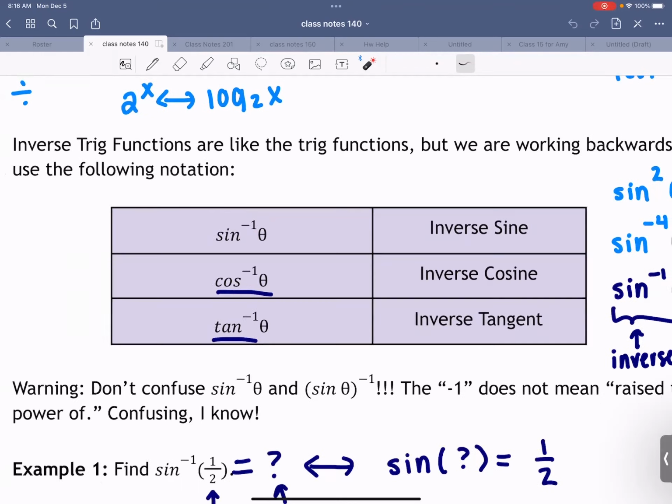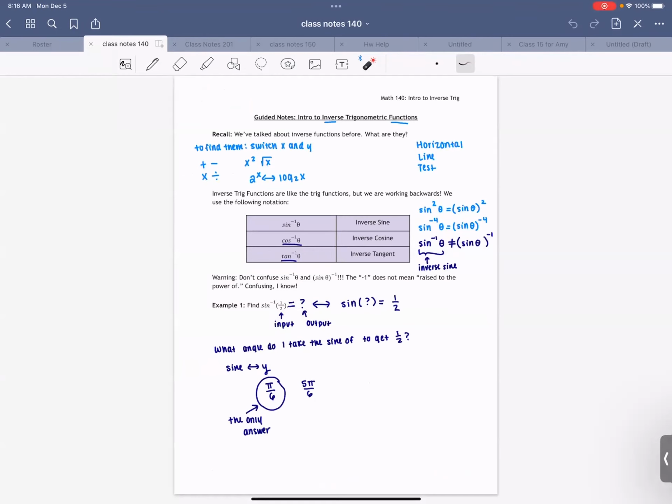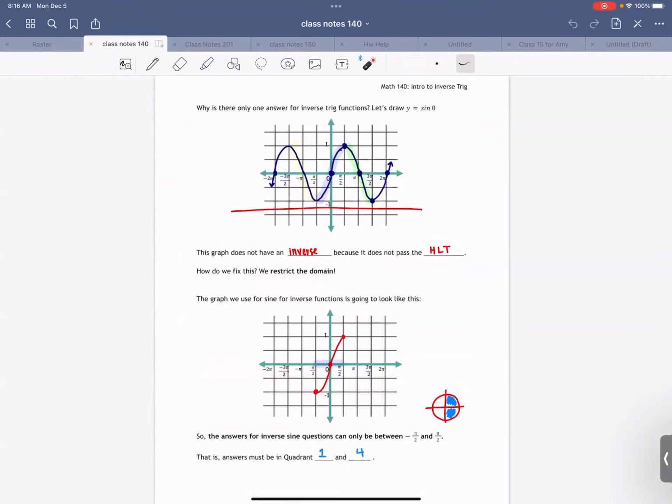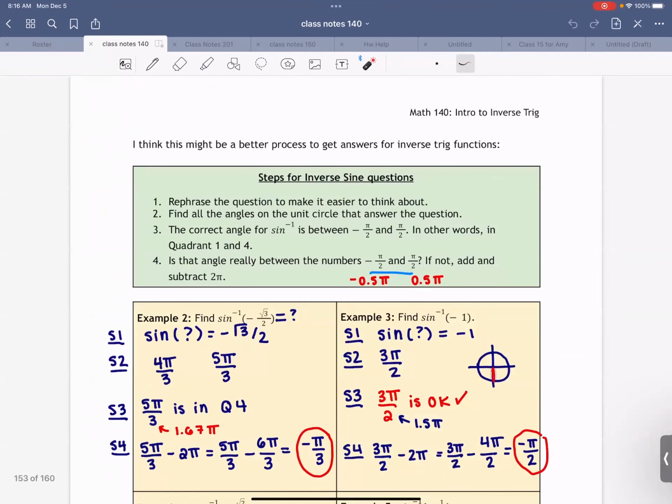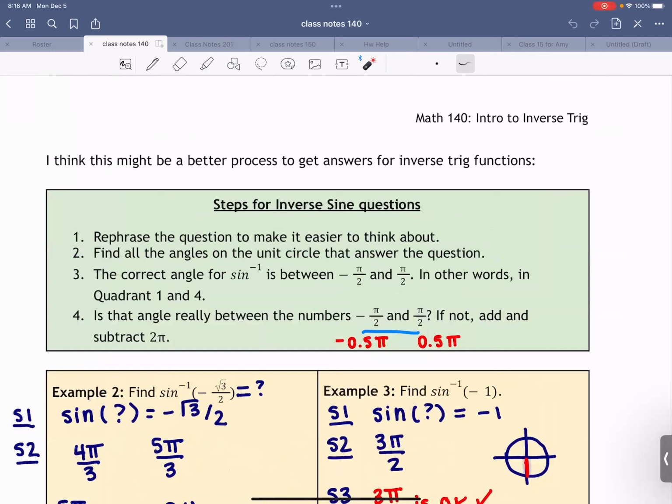Okay, so we did talk about sine, and I think we did a couple examples that we didn't get to last time, but I think it's a good chance to review everything. When we did inverse sine questions, I told you there were a few steps, right? The first step is to rephrase the question. We want to figure out what we're actually looking for when we do a sine question. Second, we're going to find everything on the unit circle that answers our question. So we're looking for all of the angles that work. Usually there's more than one, okay?